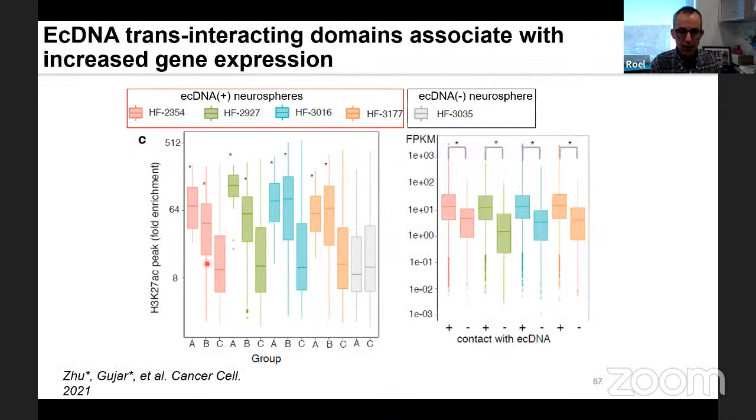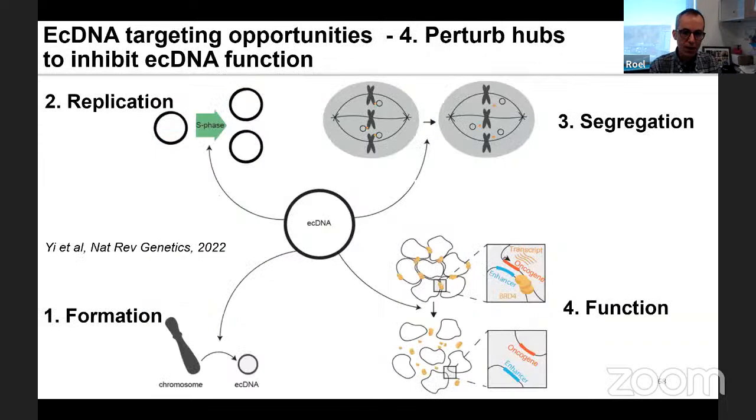And then finally, when we plot expression for genes close to domains where ecDNA is making a connection versus other genes, we see this increased level of expression to be very significant, suggesting that ecDNA, not only through clustering through ecDNA hub formation, drives intra-ecDNA transcription, but is also driving transcription of linear genes, which I think is quite interesting for biology. So last two slides, actually, I'll end it here.